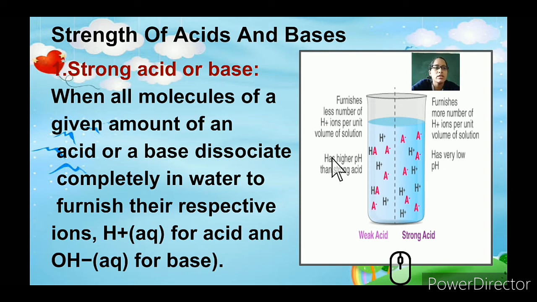A weak acid consists of a smaller number of hydrogen ions. As per the volume of the solution, there will be very few hydrogen ions and a higher pH than the strong acid. A strong acid is the opposite of the weak acid, that is, it has more hydrogen ions per unit volume and a very low pH.